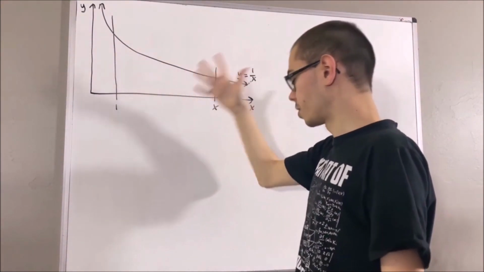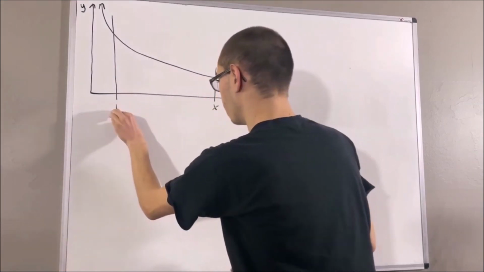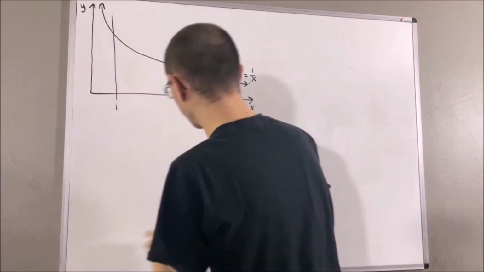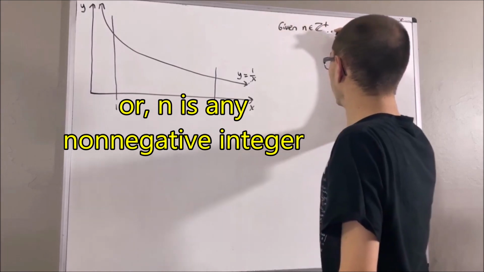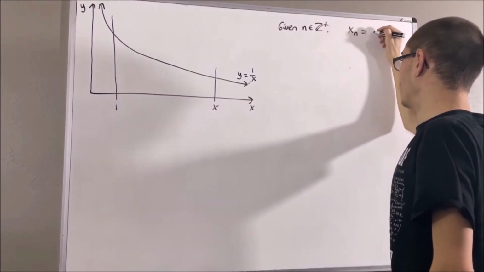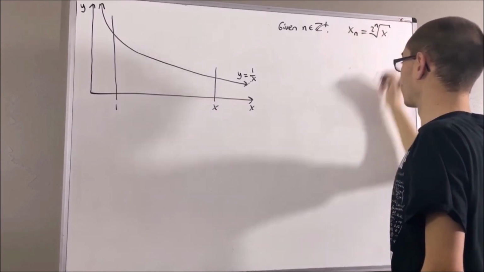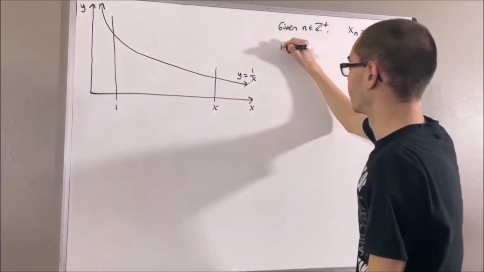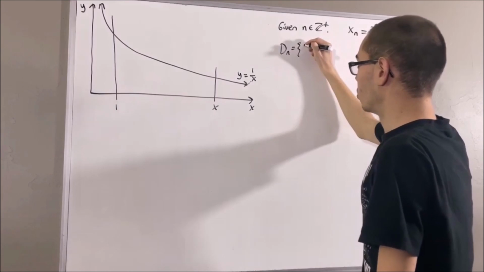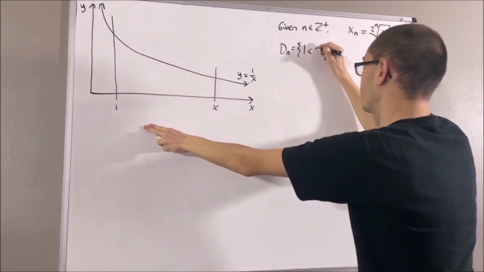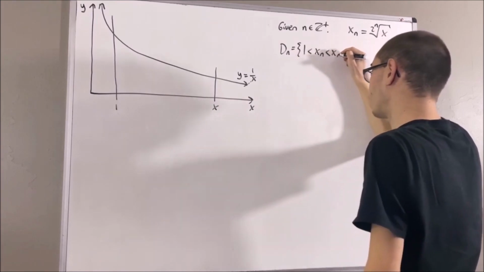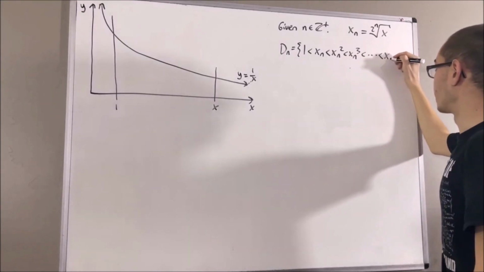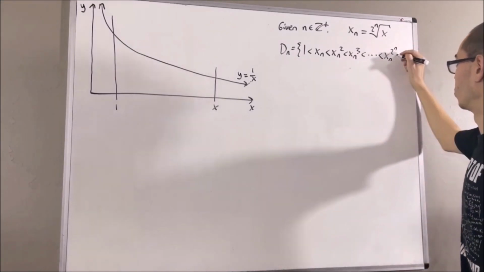Actually, what we're going to do is approximate the area under this curve using rectangles. So, to do that, we're going to split up the interval from 1 to x into a bunch of sub-intervals. And to see how we do that, let's consider an arbitrary positive integer n. For shorthand, we will denote x_n to be the 2 to the nth root of x. And we divide the interval from 1 to x in the following way. We start at 1, and next we go to x_n, then x_n squared, then x_n cubed, and you keep going, all the way up to x_n to the power of 2 to the n, which is equal to x.